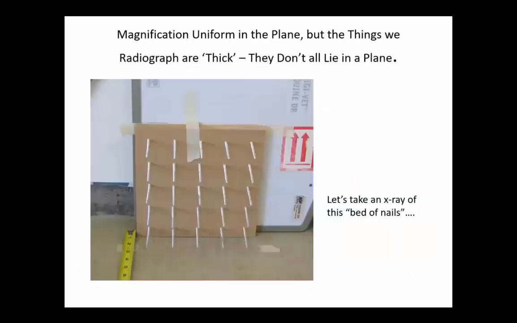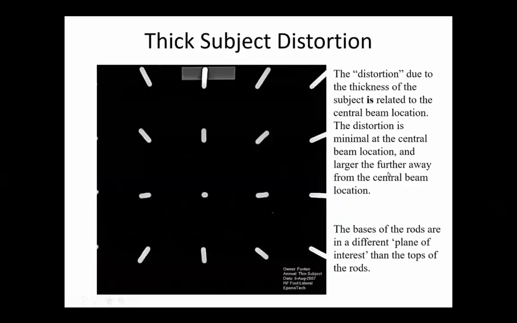Now, unfortunately, there's one complication with X-rays. We usually are not radiographing things that are infinitesimally thin. We're radiographing subjects which have some thickness. And so here, if we took this sort of bed of nails and shot an X-ray at it, the X-ray would look like this, as you might have imagined. So the nail that is close to the central beam images sort of as a dot, and as we go away from that, the other ones image as longer and longer line segments.